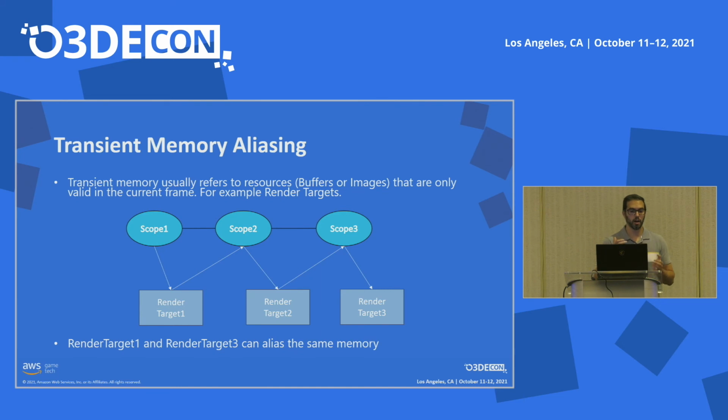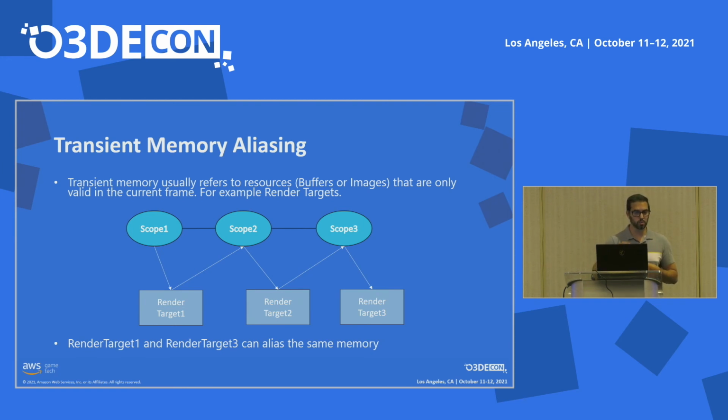So you have scope 1 that writes to render target 1, scope 2 that reads from it and then writes to render target 2, and scope 3 reads from render target 2 and writes to render target 3. So if this was your rendering pipeline for the frame, render target 1 and render target 3 can alias. They can literally use the same memory. As long as scope 3 begins after scope 2, you can be sure that it can use the same memory as render target 1, because nobody needs render target 1 anymore. Scope 2 has already read it.